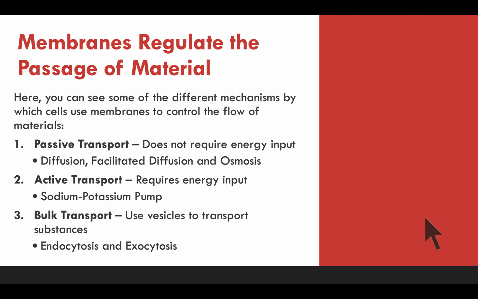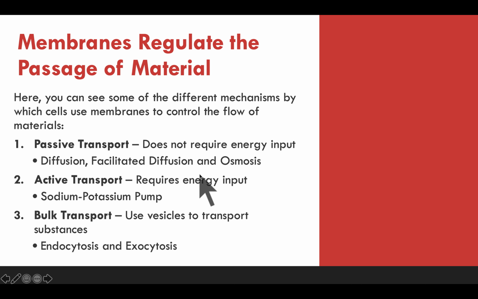Basically, substances enter a cell in one of 3 ways: through passive, active, or bulk transport. Although there are different types of passive transport, in all of them, substances move from an area of higher concentration to an area of lower concentration, and no energy is required.